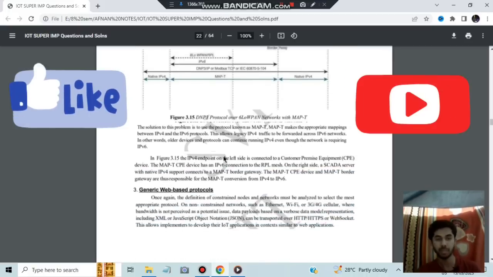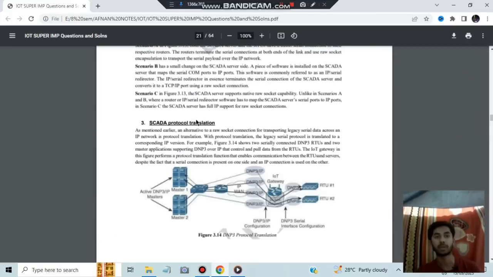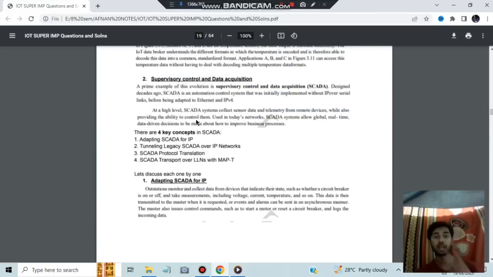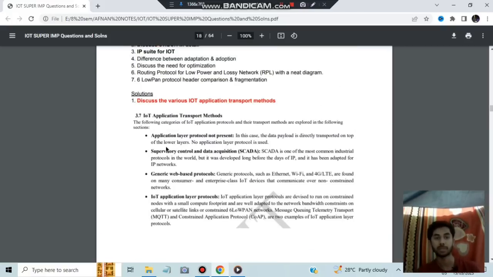And the third point is the generic web-based protocol. See, how many points did we have here? Four things were to be discussed, right? Four different types of IoT transportation methods. These two are done. The third one is generic web-based protocols.